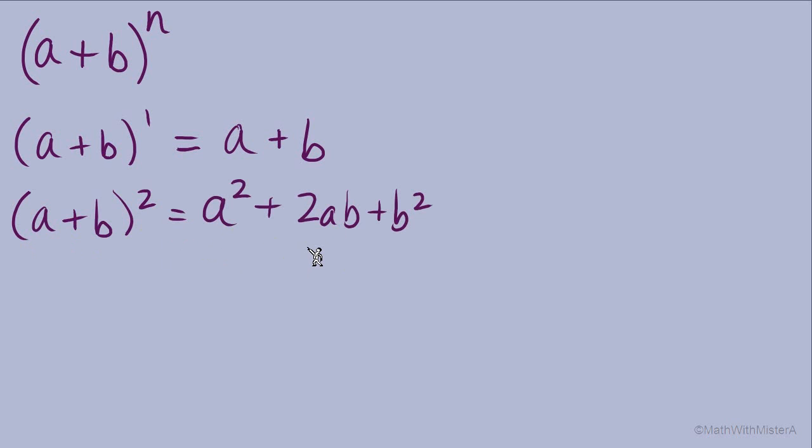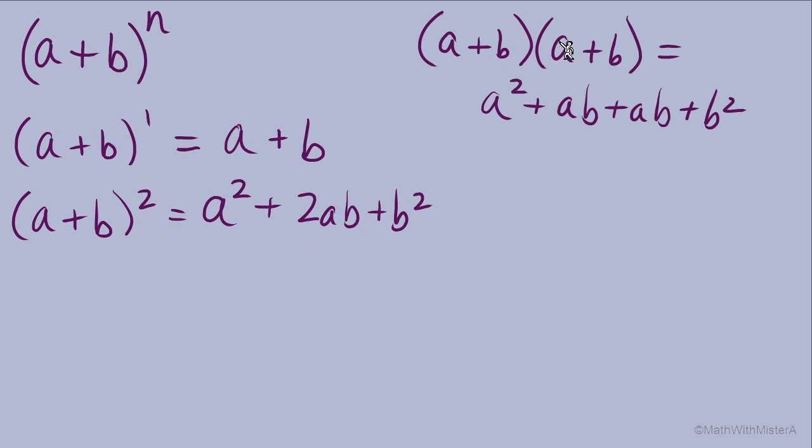Either we know this pattern, or you could just multiply a plus b times another a plus b. This will be a 2 by 2 multiplication. We could call it FOIL. A squared plus ab plus ab plus b squared, and we do have like terms here, 1ab plus 1ab, to give us the 2ab.